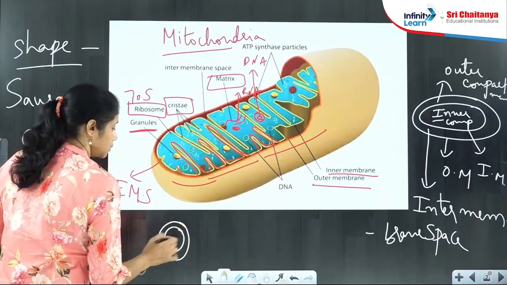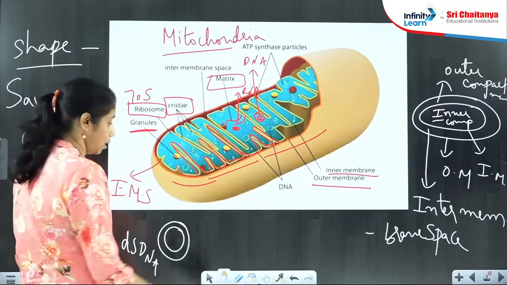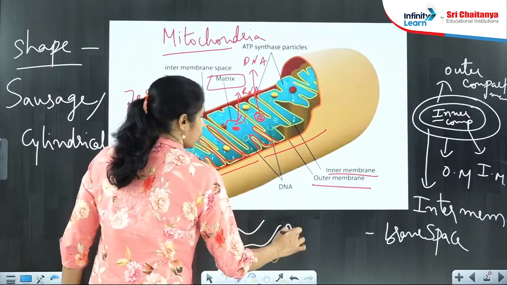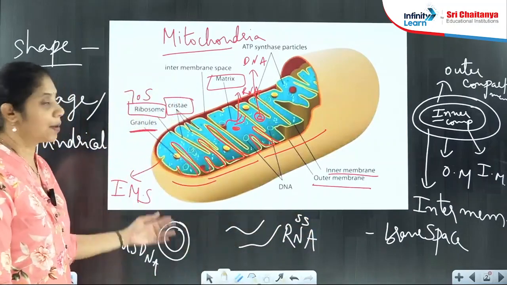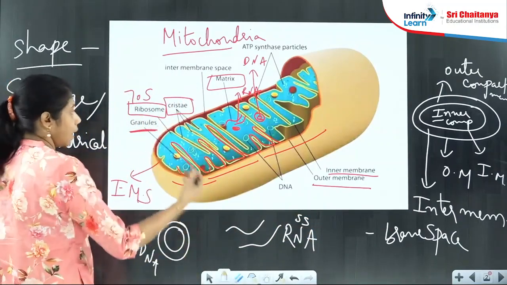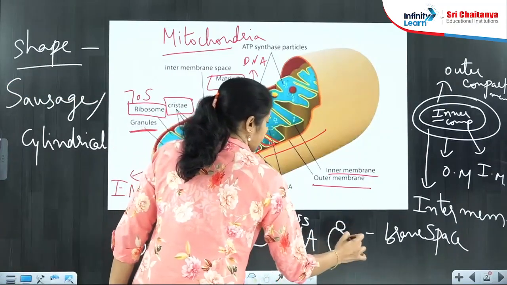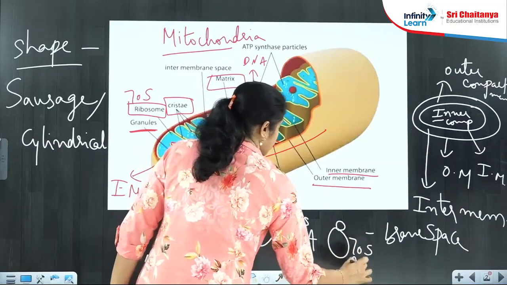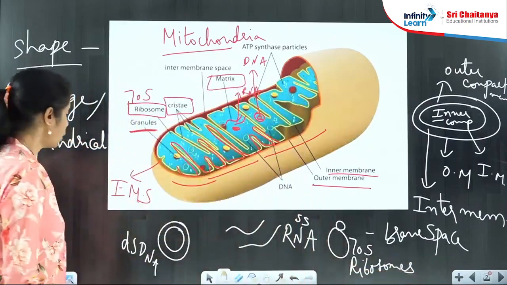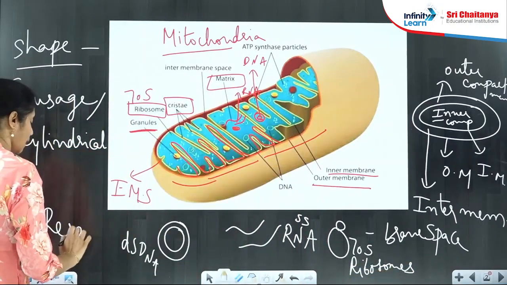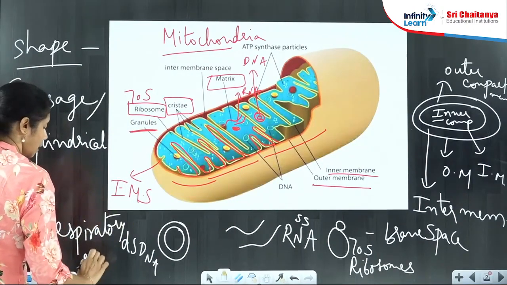DNA will be looking like this. This is the double-stranded DNA which is present, circular DNA present in the mitochondria. And like this, RNA molecules are present, which are generally single-stranded RNA molecules. They are present inside. Along with that, we have ribosomes. The ribosomes will be looking like this structure, and the type of ribosomes are 70S type of ribosomes. These three, along with the respiratory enzymes, are present in the matrix.